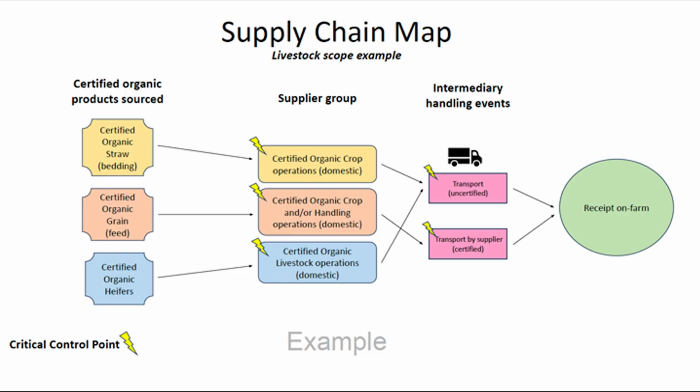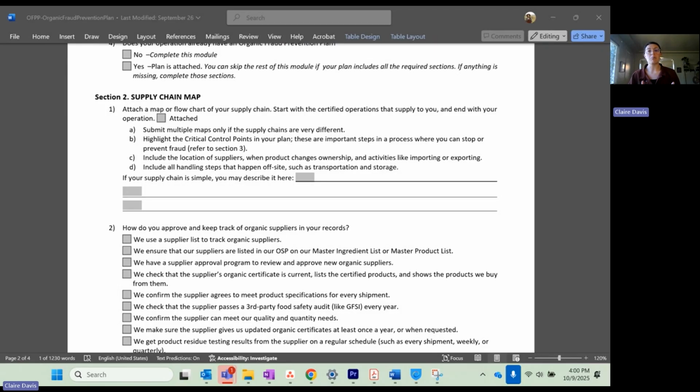For this kind of operation, each of those certified organic products that the operation is purchasing and bringing on site should be included in their supply chain map. So there's the item itself, the supplier, and any intermediary transport that's occurring there. You only need to submit multiple supply chain maps if those supply chains themselves look very different.